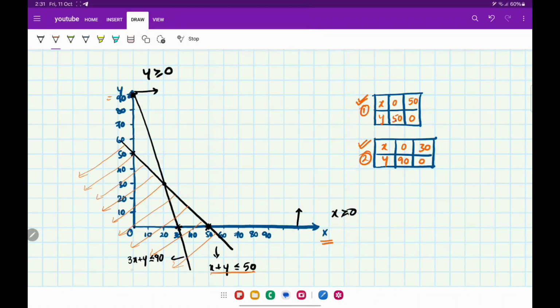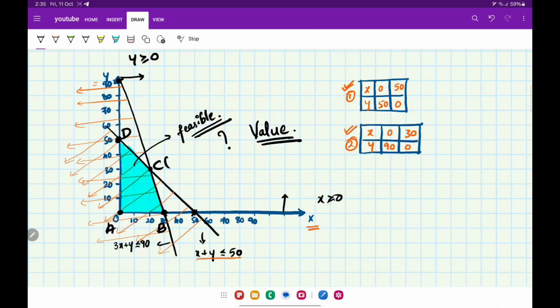For the line 3x plus y less than or equal to 90, if this is the line, the solution area is the region just below this line. We can find that this is the region where both the lines, or both the constraints, meet each other. So this is called the feasible region.